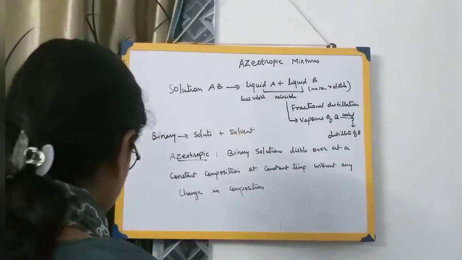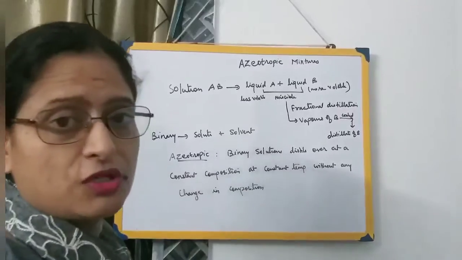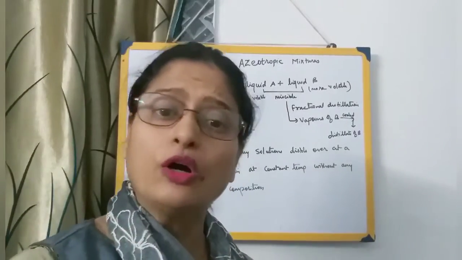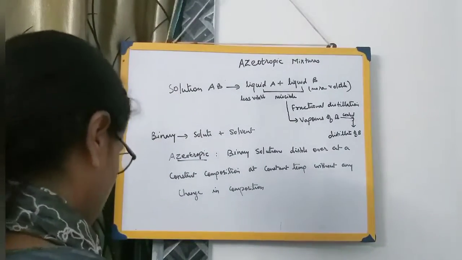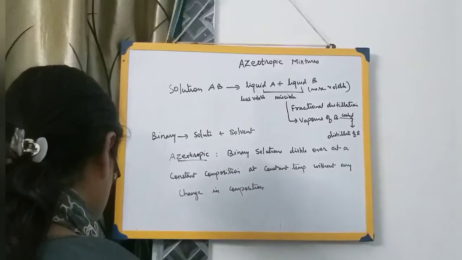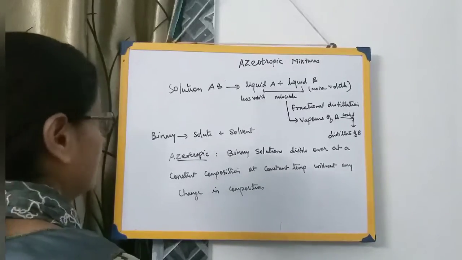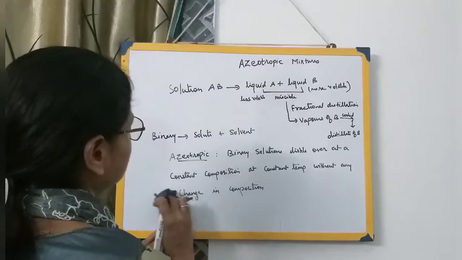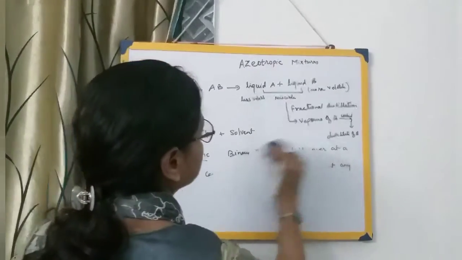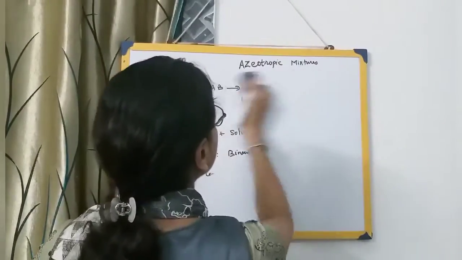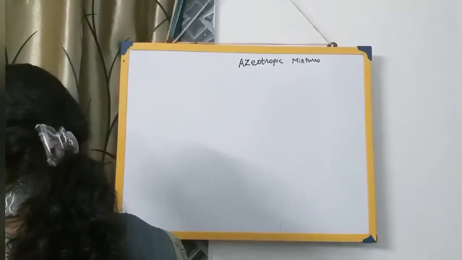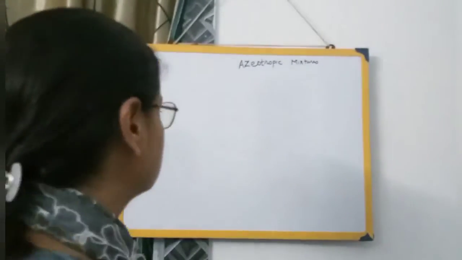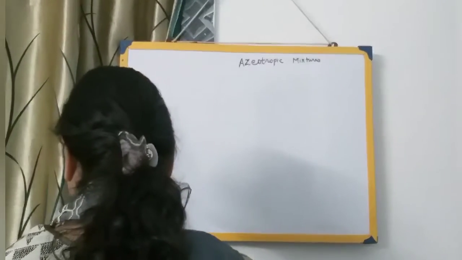When I am saying constant composition, that means after a certain time the composition is not going to change. Now there are certain conditions for a mixture to be azeotropic. Let us go through those conditions. Okay, so I'll just rub this particular part. Before we proceed with the characteristics or conditions for the azeotropic mixture, let me give you one particular example.